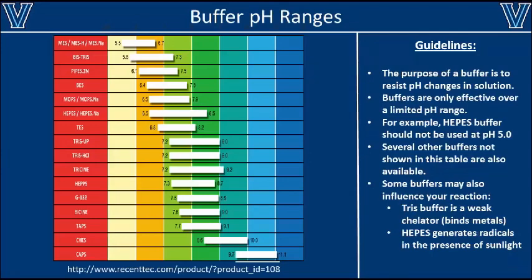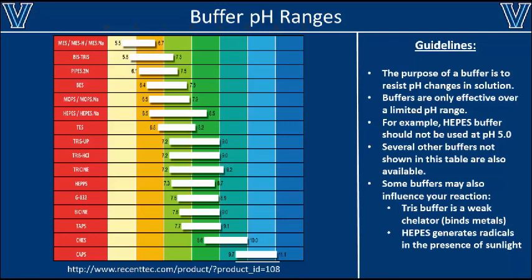I'd like to stop for a moment to talk specifically about buffers. The purpose of a buffer is to maintain the pH of a solution, even though a reaction may be occurring that would otherwise raise or lower the pH. The most important thing you need to know about buffers is that they are only effective within specific pH ranges. For example, BIS-TRIS buffer is only effective between pH 5.8 and 7.3. Therefore, if you titrate it to pH 8, it will not resist pH change effectively.